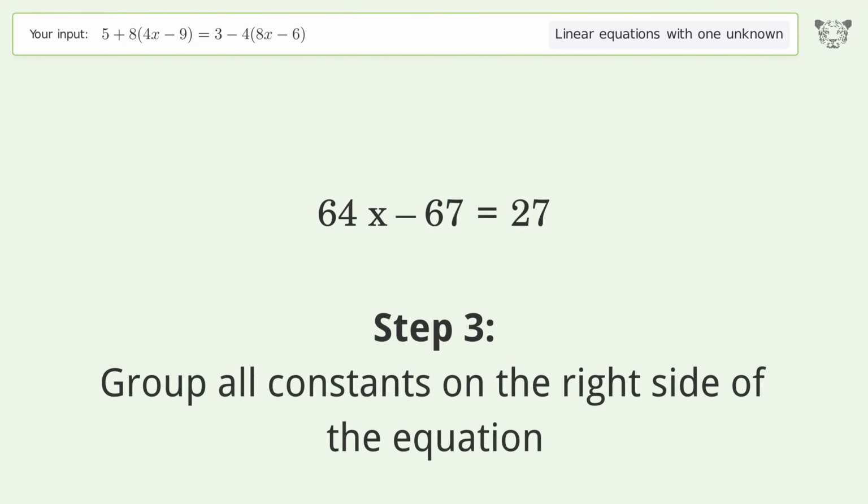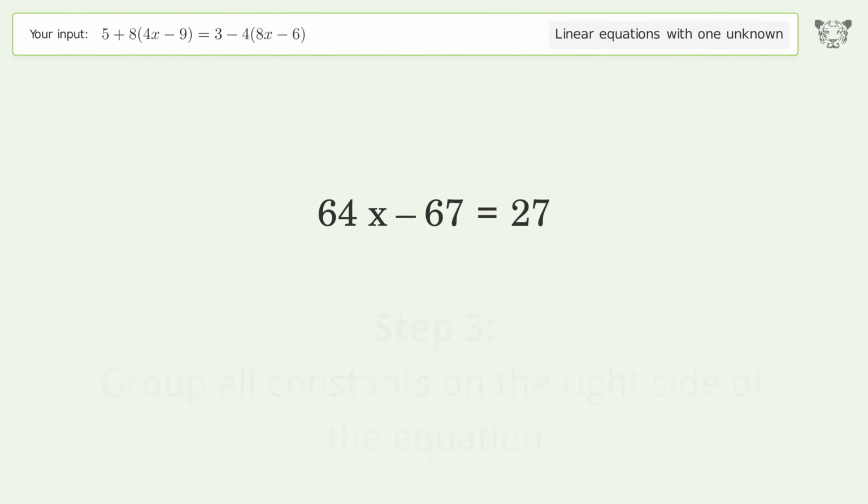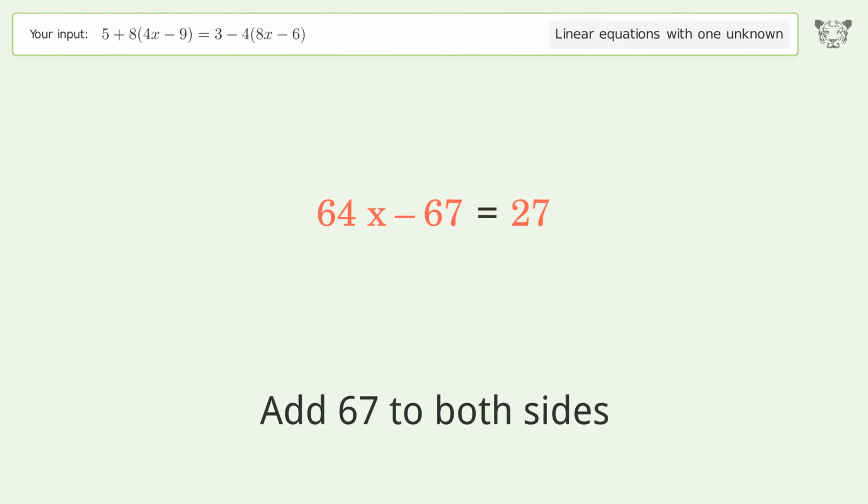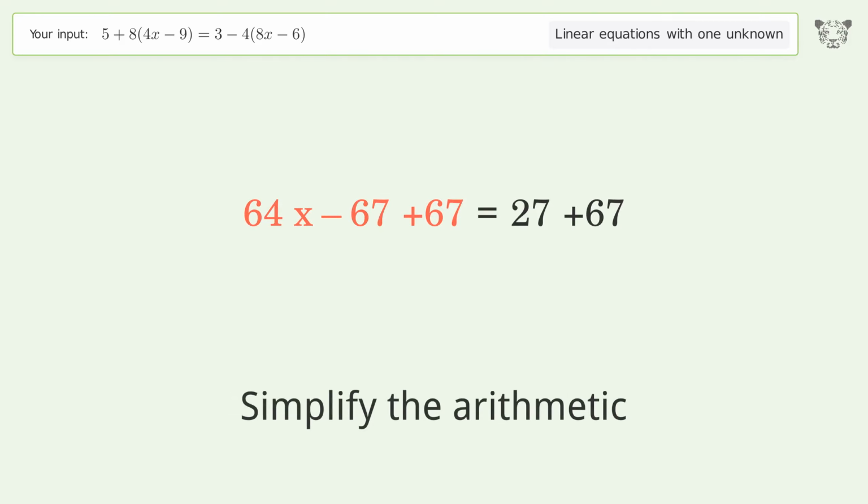Group all constants on the right side of the equation. Add 67 to both sides. Simplify the arithmetic.